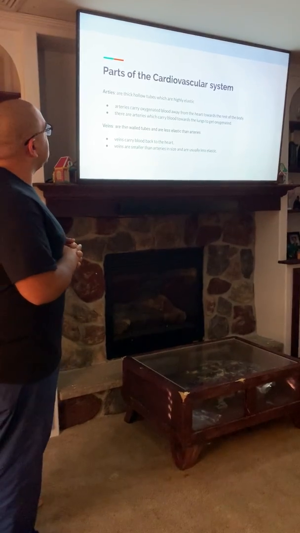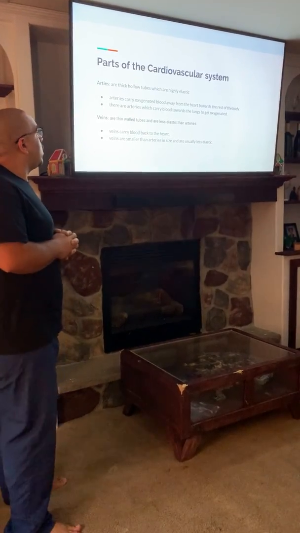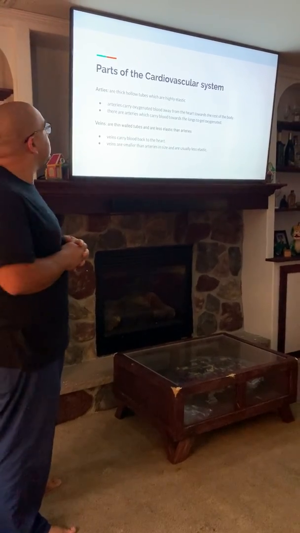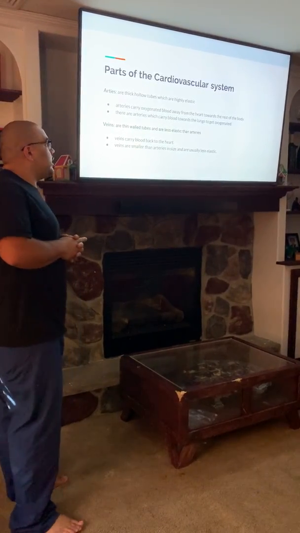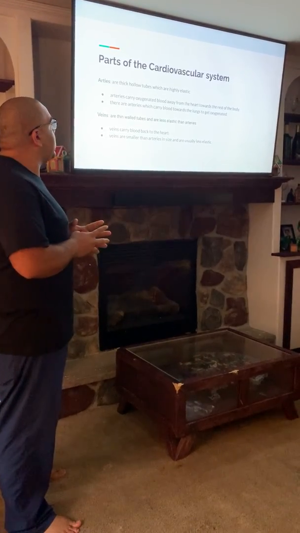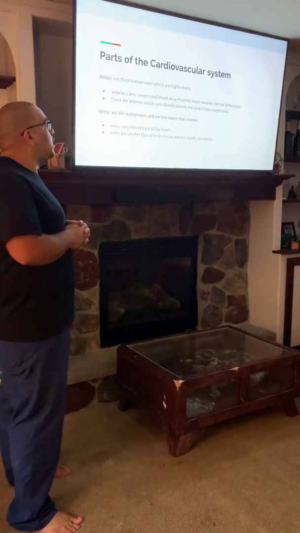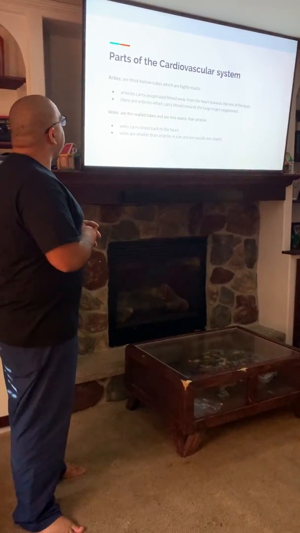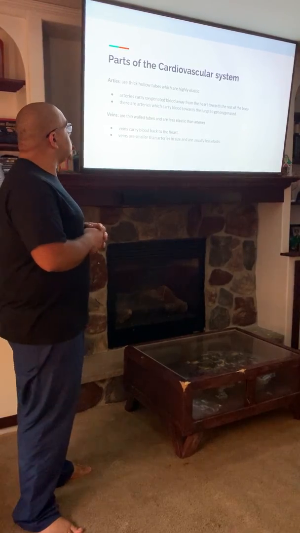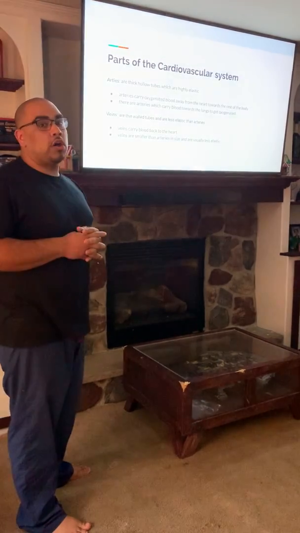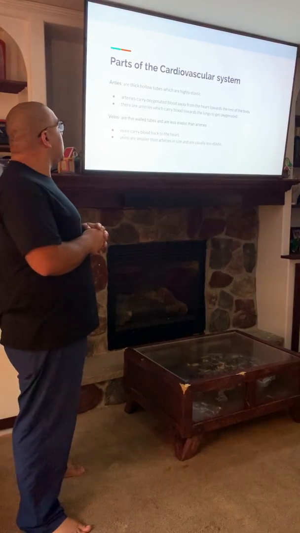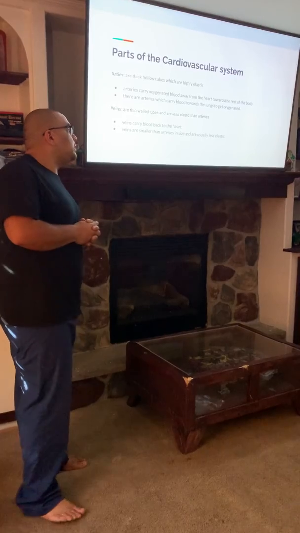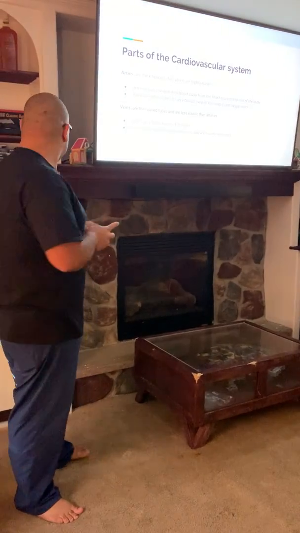Parts of the cardiovascular system also contain arteries, which are thick, hollow tubes that are highly elastic. Arteries carry oxygenated blood away from the heart toward the rest of the body. There are also arteries which carry blood towards the lungs to get oxygenated. Also, we have veins, which are thin-walled tubes and are less elastic than arteries. Veins carry blood back to the heart. Veins are smaller than arteries in size and are usually less elastic.